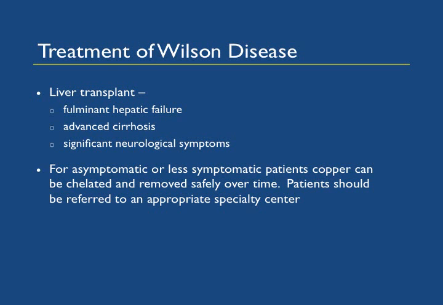The treatment of Wilson's disease depends on the severity of clinical presentations. For those with severe clinical problems such as fulminant liver failure, advanced cirrhosis, or significant neurologic symptoms, liver transplant may be the best and often the only option. For asymptomatic or mildly symptomatic patients, copper can be chelated and removed safely over time, usually with oral medications. Patients should be referred, however, to an appropriate specialty center for this, as it needs to be monitored extremely closely to also prevent over-removal of copper.